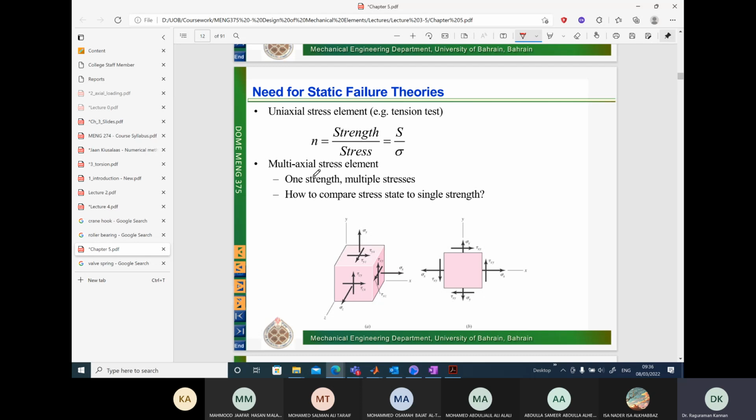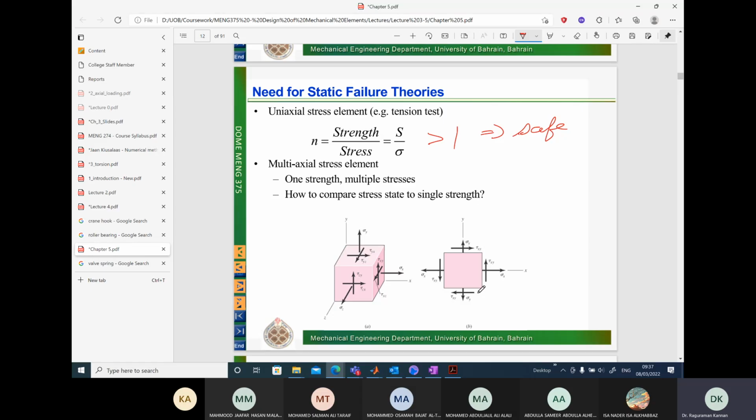So we are going to define what is called the factor of safety, N. N is the factor of safety, which is defined as the strength over the stress. If this value is greater than 1, we are safe. If not, failure. Okay, so this is a very simple 1D case, but let's go to a 2D or the 3D case.